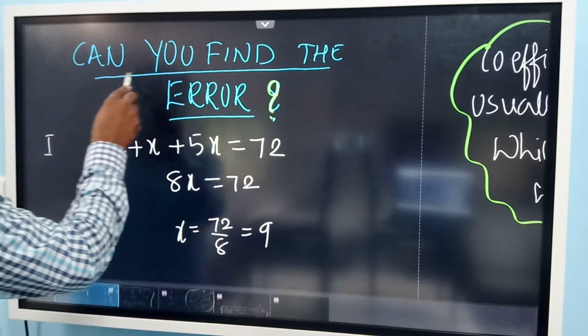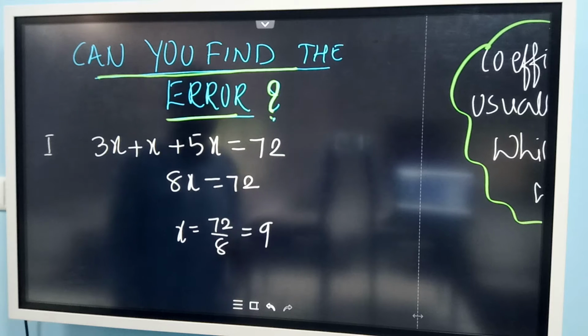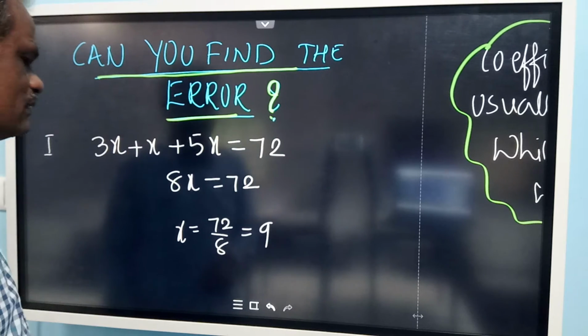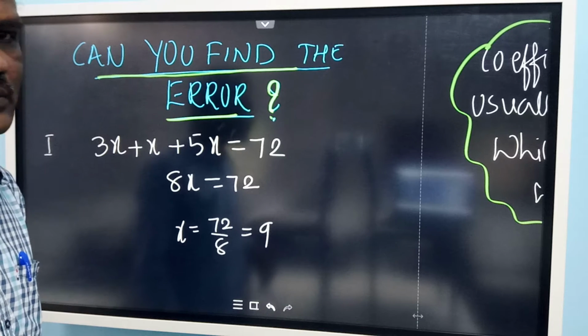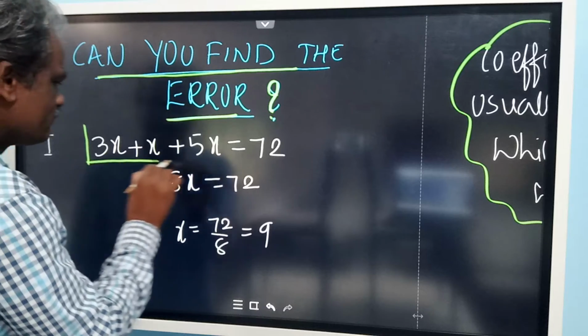The question is, can you find the error here? So here we have some questions and a solution. While solving this, there are some errors. You have to identify the error. The first question is like this.